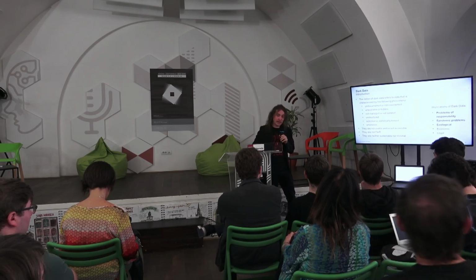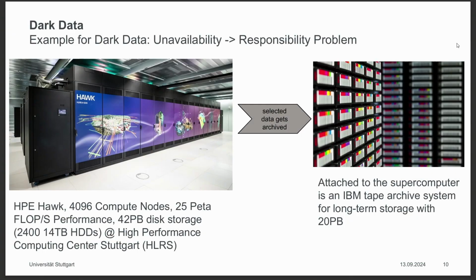So let's get into it. Unavailable data. I was working at a high performance computing center. They have huge supercomputers there, 25 petaflops of performance and 42 petabytes of disk storage on some 2,000 hard drives and stuff like that. I worked there 10 years and I was also technically administrating the tape archive system.